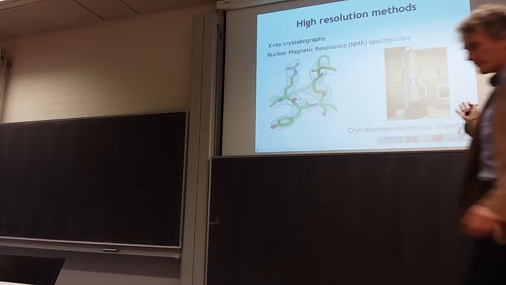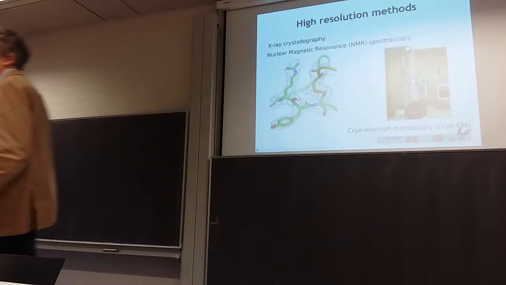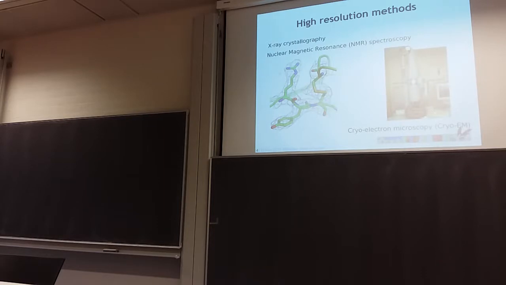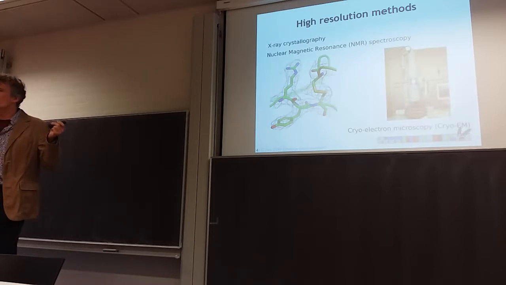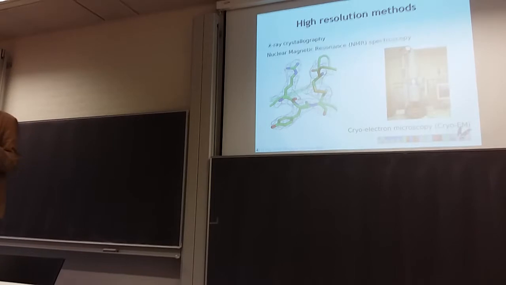The methods that give the most detailed information are usually the most interesting. It depends a little bit on what you need to know about the protein. The two methods that really give high resolution results are crystallography and NMR. And I also put cryo-EM here in the bottom right corner because it doesn't quite get to atomic resolution yet, but it's getting very close.